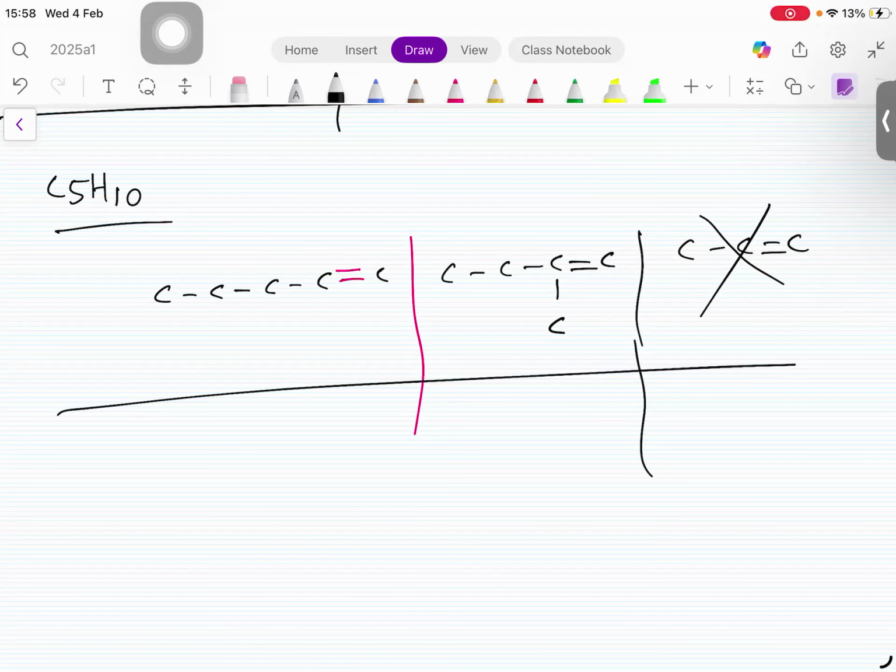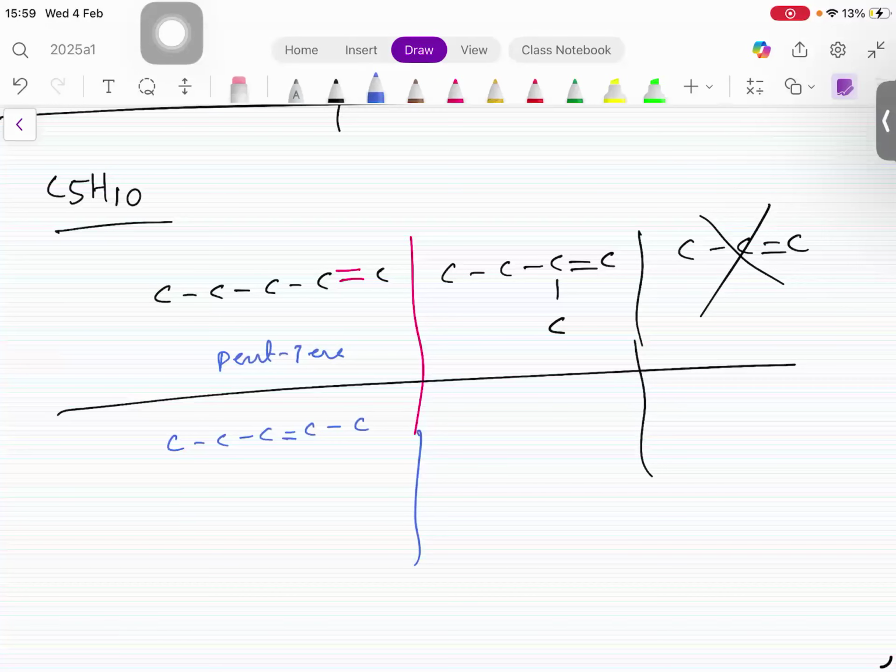Look at this then. Can you make the position isomer for this? This is pent-1-ene. Which other will be formed? What is the other possibility? Pent-2-ene. If we take it one further, pent-3-ene. No, then the numbering will start from the other side, again pent-2-ene. So there are only 2 position isomers for this.